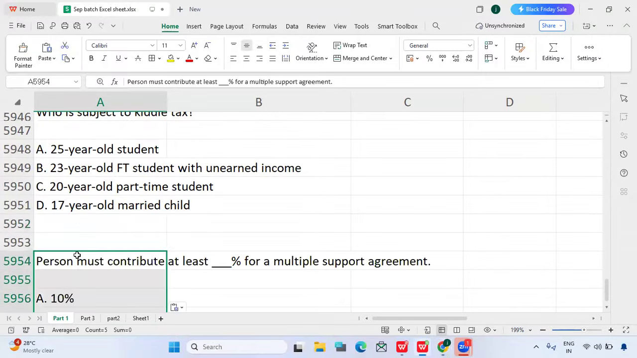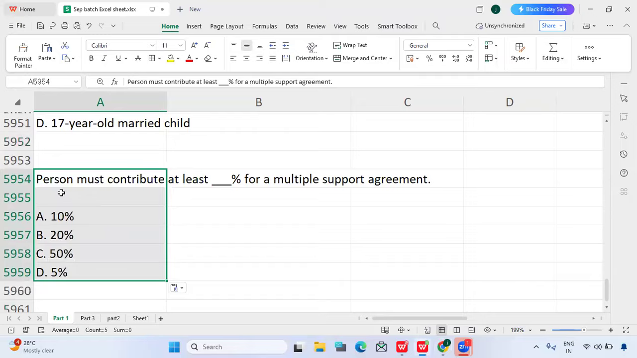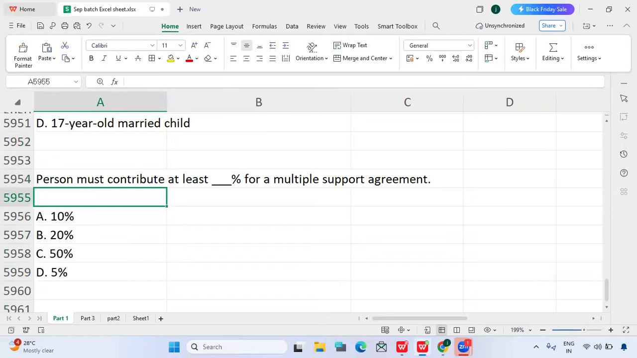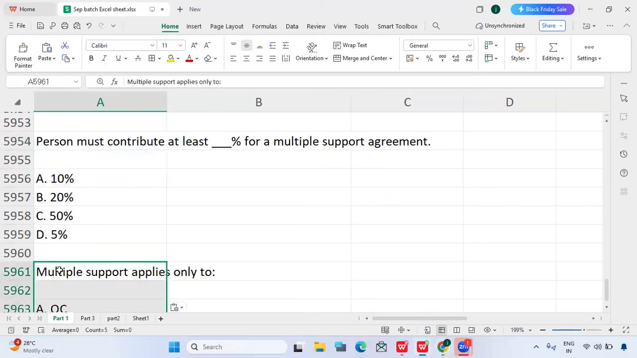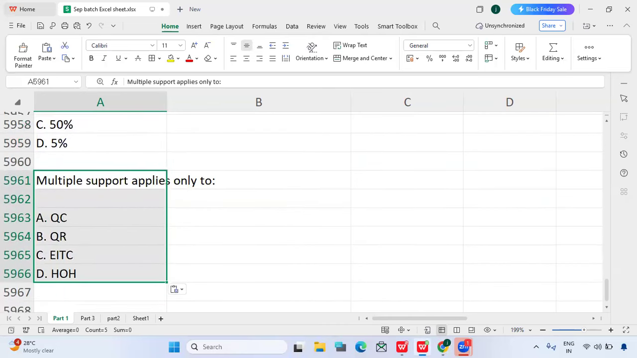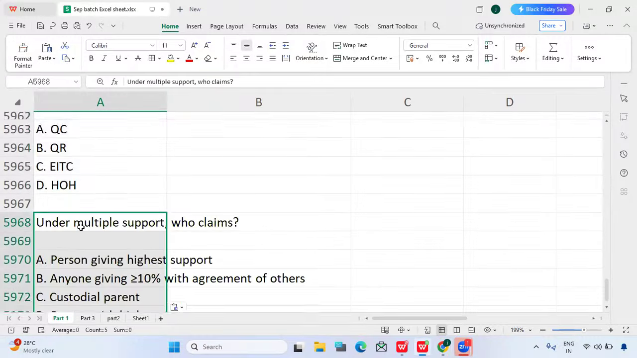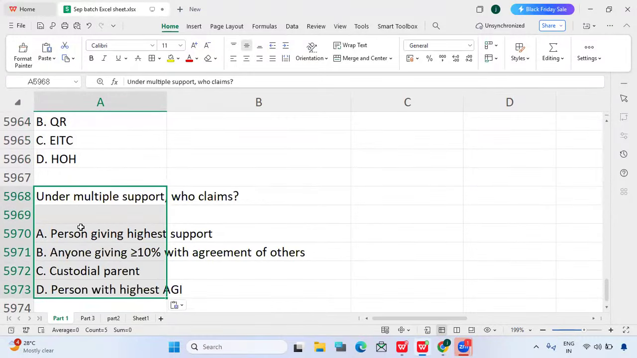The person who must contribute at least, under the multiple support agreement, how much percentage? 10%. So 5%, can they qualify for MSA? No, 5% we will eliminate. MSA applies to QC, QR, or HOH? Option B, QC. Qualifying children only. Why? Because of the support test. The tricky part in the support test is that the child himself should not provide more than 50%.